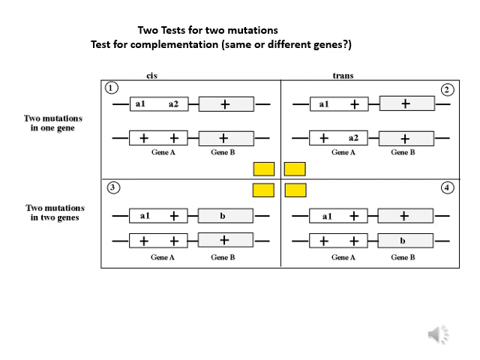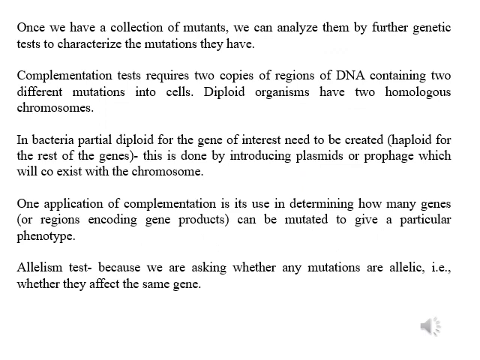Similarly, consider the fourth picture. Again you can see A1 is present on one of the alleles of gene A, and one of the alleles of gene B, the bottom allele, has been mutated. So mutations can be on different genes or on the same gene, in the cis or the trans positions. Once we have a collection of mutants, we can analyze further by genetic test and characterize them as to where the mutation is present, on which gene it is present.